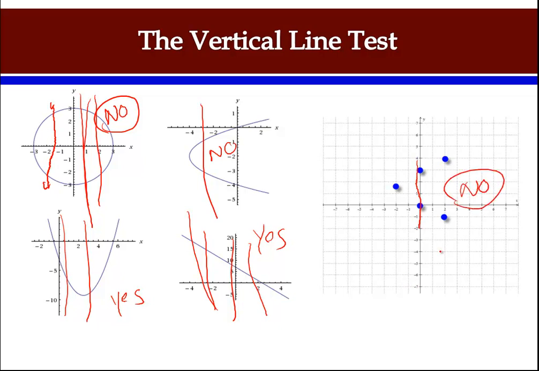So if you're given a graph and you're asked, is this graph a function? You simply draw vertical lines. And if you can cross the graph at more than one point, your answer is no, it's not a function. And if you can't, your answer is yes.